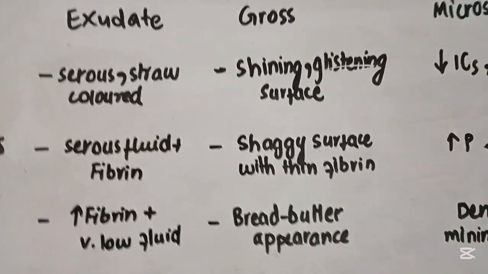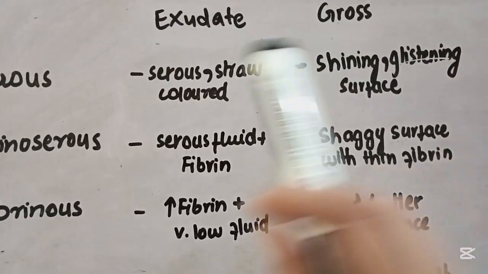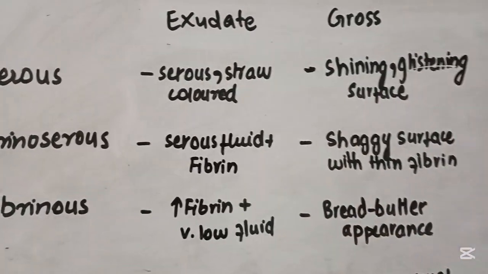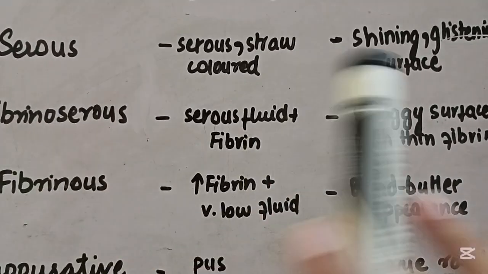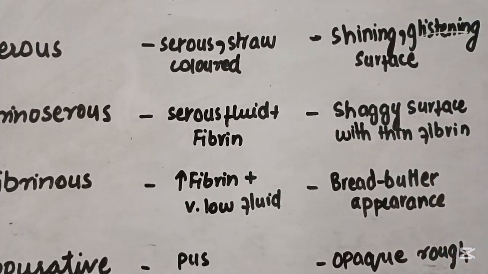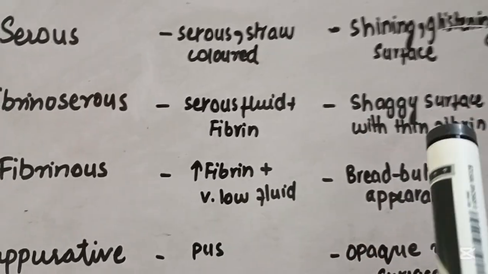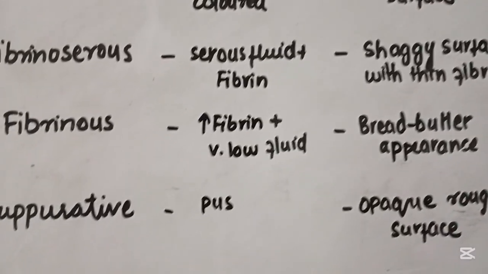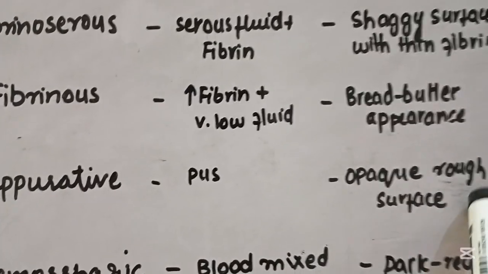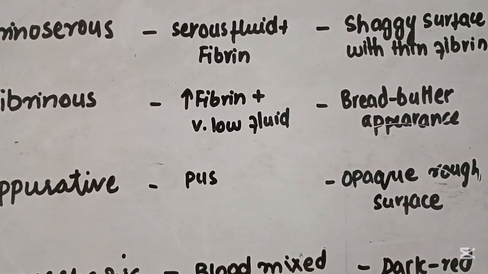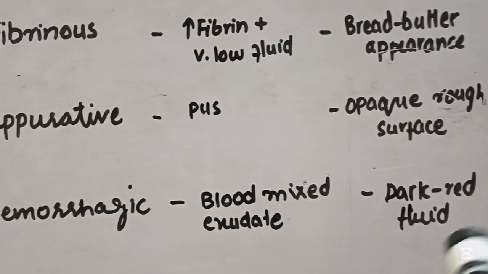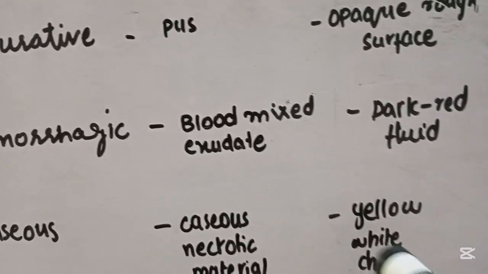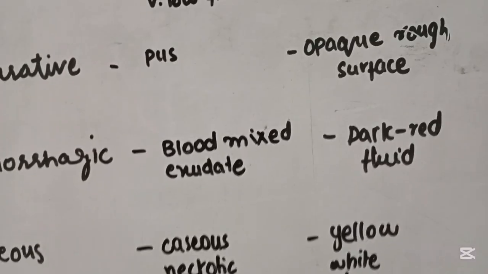Now let's move toward the second item, the gross features. In the serous type, there will be a shining and glistening surface. In fibrinous serous, the surface will be shaggy with thin fibrin. In fibrinous, the bread and butter appearance is visible. In suppurative, the surface is opaque and rough. In hemorrhagic type, darker fluid is visible, whereas in caseous, we have yellow-white cheesy material.